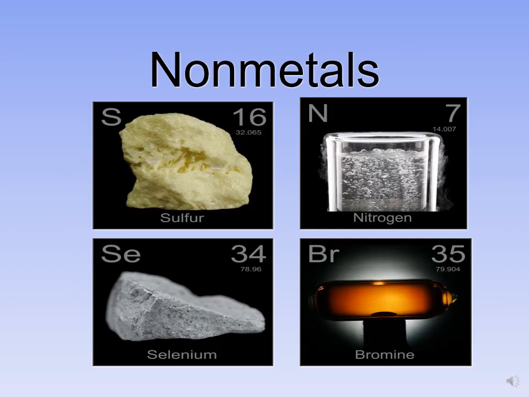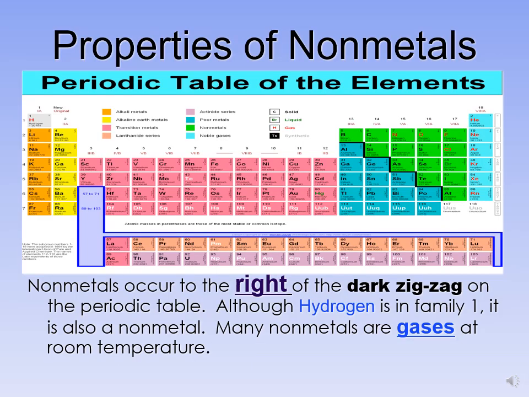Then we have the nonmetals. Here are some examples of nonmetals. We have sulfur, which is yellow. We have nitrogen, which is a gas in this case. We have selenium, and we have bromine, which is a liquid as well. So these nonmetals occur to the right of that zigzag line, and some of them, but not all of them, are gases, but many of them are. And hydrogen is the lone one over on the left.